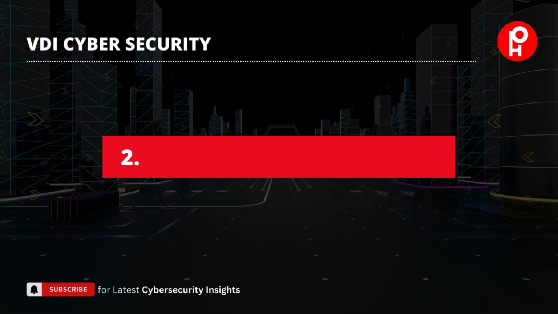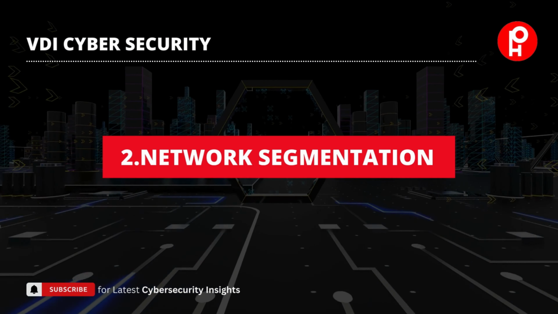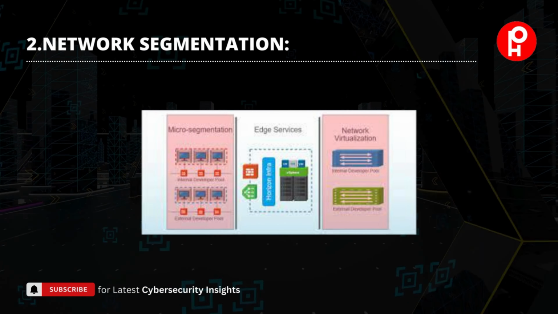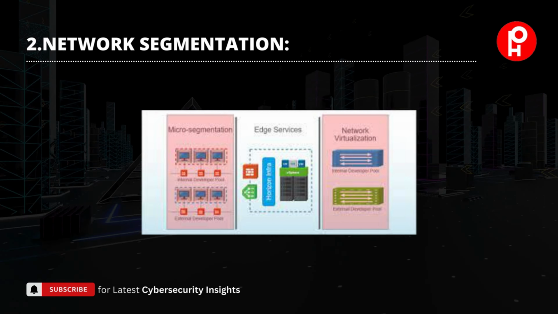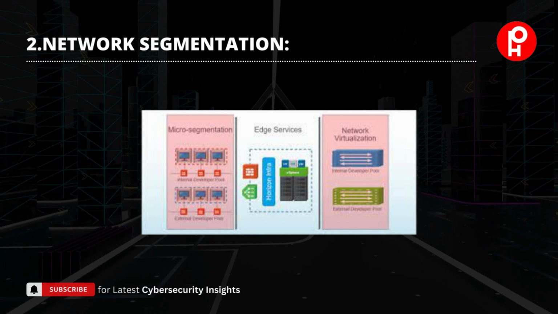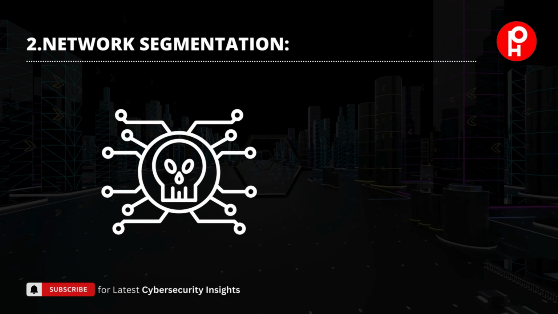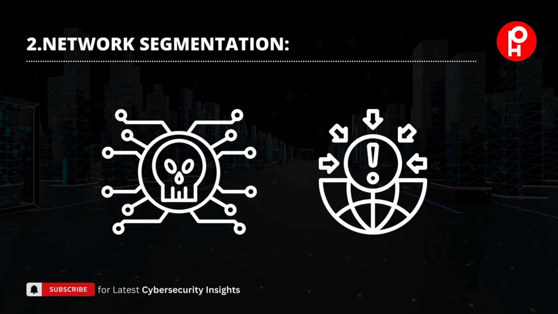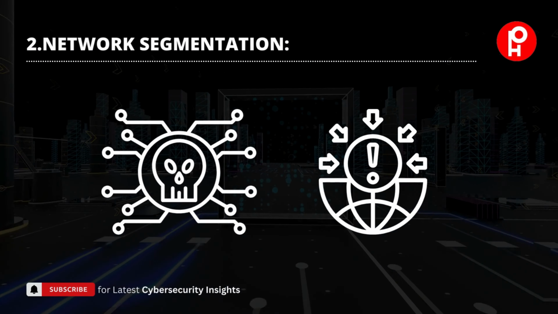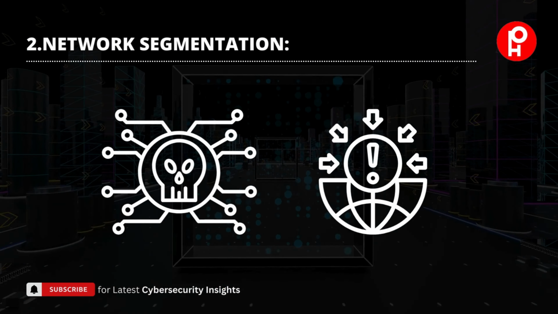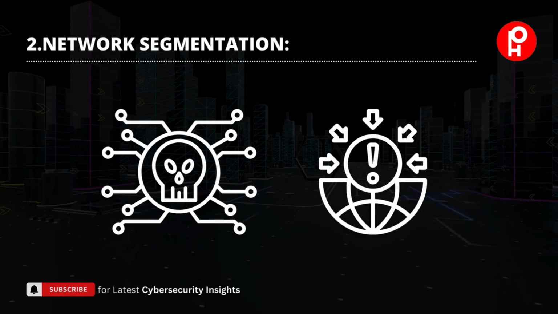decryption keys. Next is network segmentation. Implementing network segmentation isolates VDI traffic from other network segments, reducing the attack surface and limiting the spread of threats. So this helps prevent lateral movement of attackers within the network.